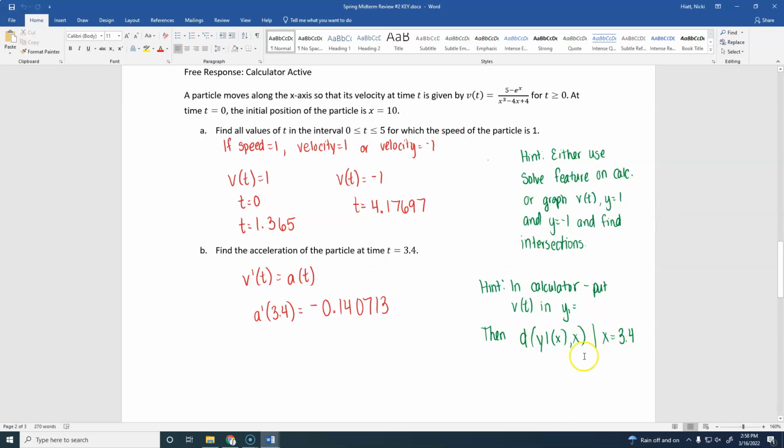Also, the stuff I put over here in green, like the calculator notation, these are hints that I put on there for you guys. On the AP exam, they do not accept calculator notation. What I have in red needs to be written down. If instead of saying a prime of 3.4 equals this, you wrote dy1 of x, comma x, such that x equals 3.4, they would not give you credit for that because everybody's calculators are different. This was just a note to help you remember what to type in.